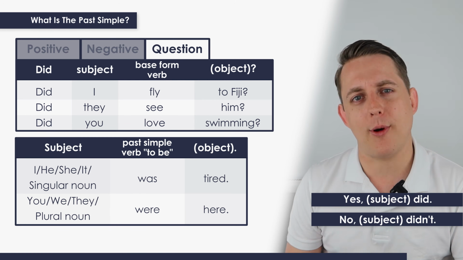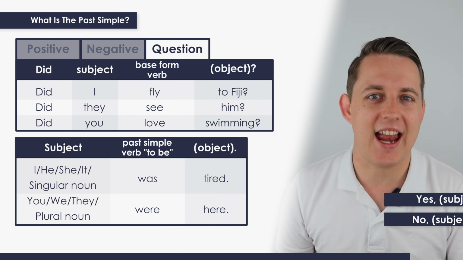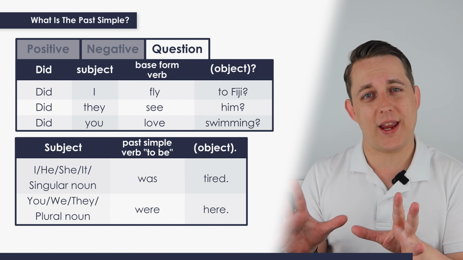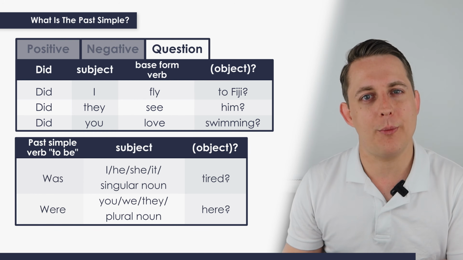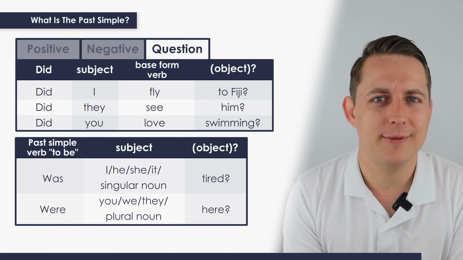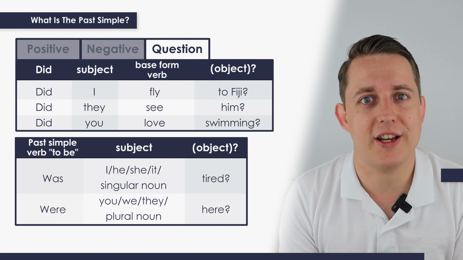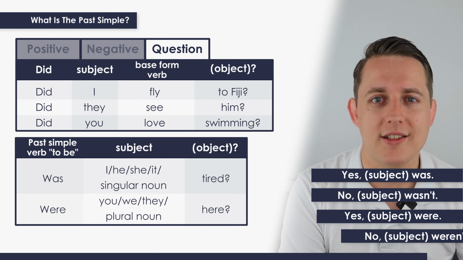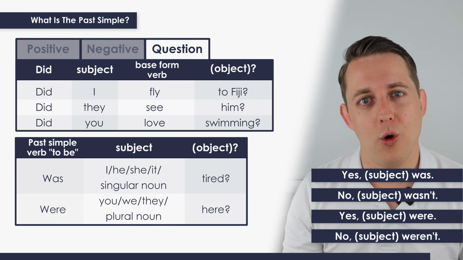For the verb to be questions, we don't need to add any words. We just take the words we have and we move them around a little bit. Was I tired? Were they here? These are also yes/no questions. Yes, I was. No, I wasn't. Yes, they were. No, they weren't.